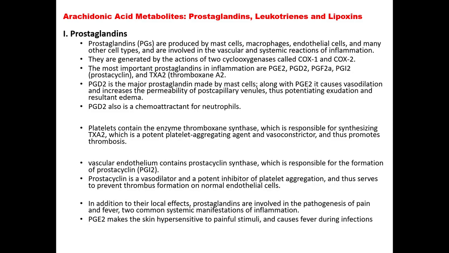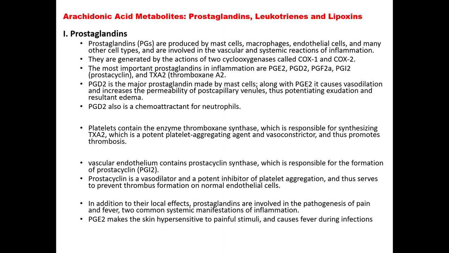يعني عندنا prostaglandin D2 هو قلنا along with prostaglandin E2 they cause vasodilation and increase in the permeability of post-capillary venules, so they potentiate exudation and result in edema. D2 also is a chemoattractant for the neutrophils, so each one of them has a specific function. Platelets contain the enzyme thromboxane synthase, which is responsible for synthesizing thromboxane A2 اللي هو potent platelet aggregating agent and vasoconstrictor and thus promotes thrombosis.